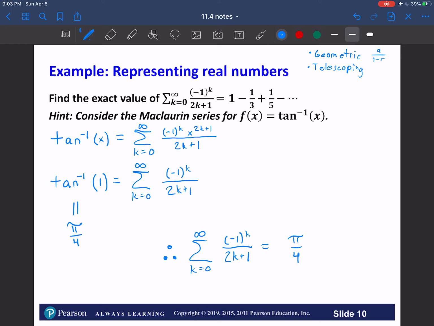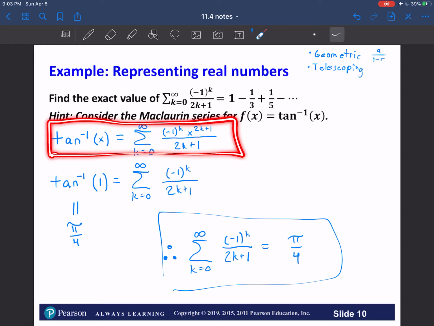Wow, that was easy. A lot easier than that last problem that we gave you. But the key trick here was noticing to use this series.